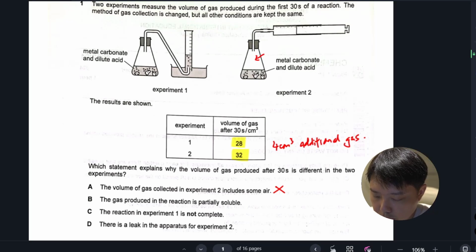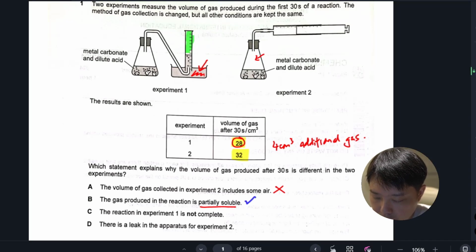Option B, the gas produced in reaction is partially soluble. Okay, I would think that when they say partially soluble, is soluble here. Okay, in the solvent, presumably water. Okay, so if it's partially soluble, then it will make sense that experiment 1, since it passes through this liquid here, right? Some of it will dissolve in this liquid, presumably water. Okay, and will give us a lesser volume of gas produced right here at the end. Okay, so this option actually makes sense.